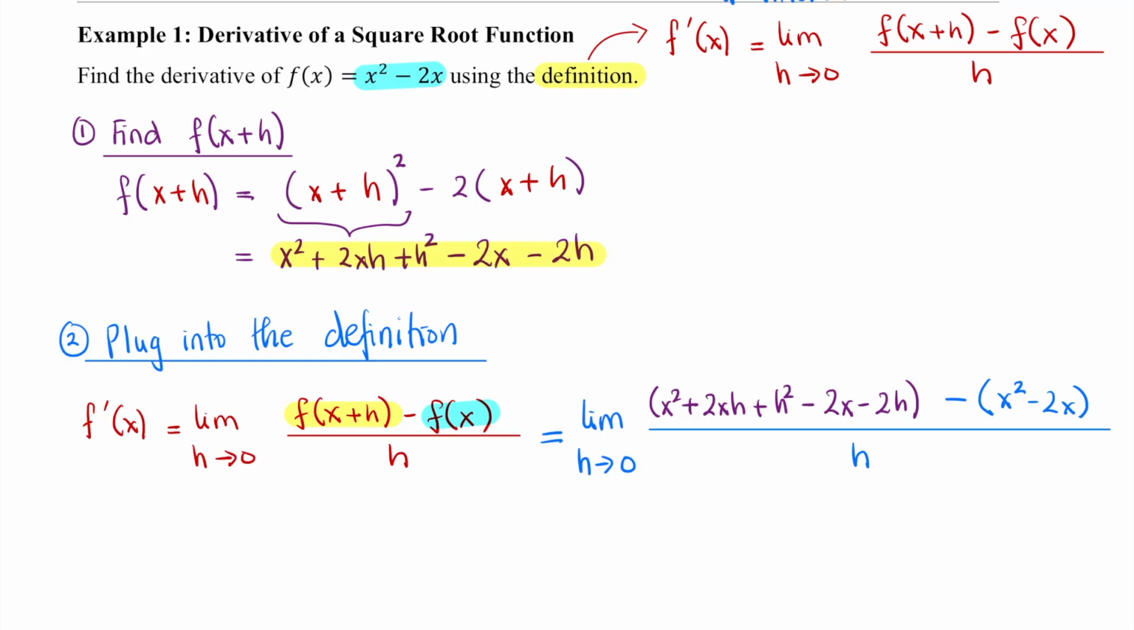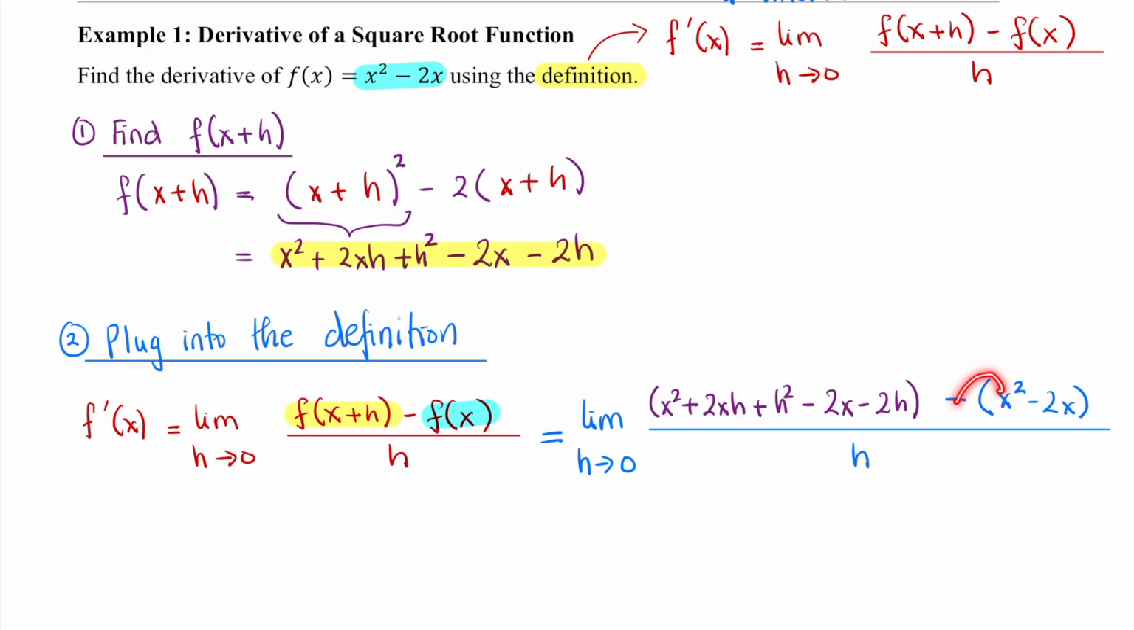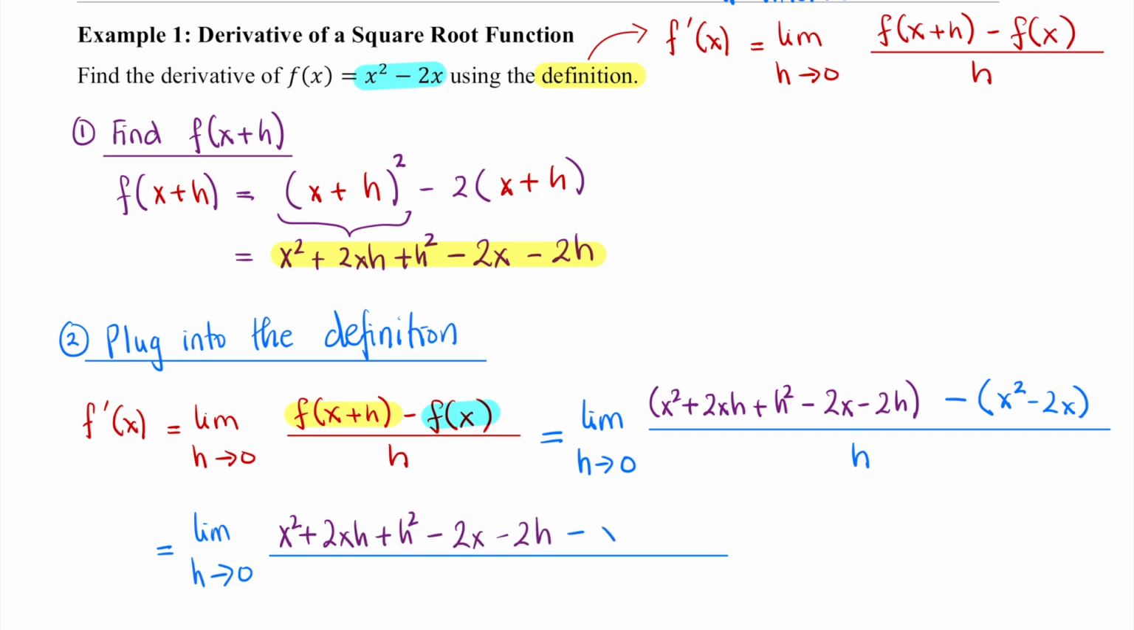Now, let's simplify this expression. First, we need to distribute the negative sign. So negative of x squared minus 2x becomes negative x squared plus 2x, all over h. Now, let's combine like terms. x squared minus x squared is 0. Negative 2x plus 2x is 0. We'll end up with 2xh plus h squared minus 2h all over h.